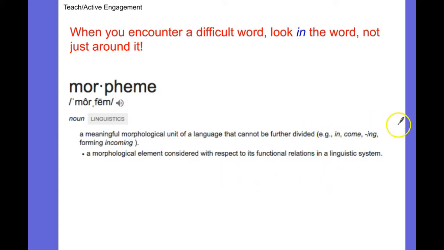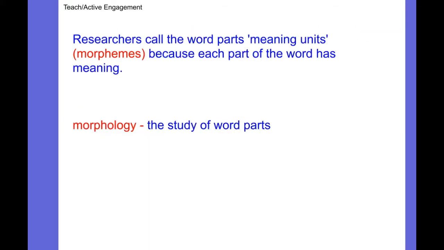So some that we know are like ing. Here's this incoming. So it's forming the word incoming, a morphological element considered with respect to its functional relations in a linguistic system. That's a language system. That is one big, fancy definition that probably totally confused you. So morphemes are word parts, word units, meaning units, and morphology is the study of word parts.